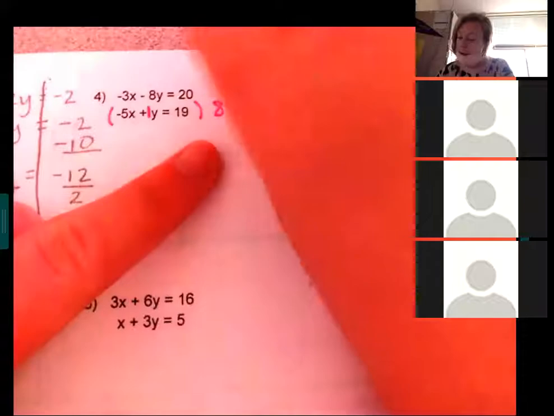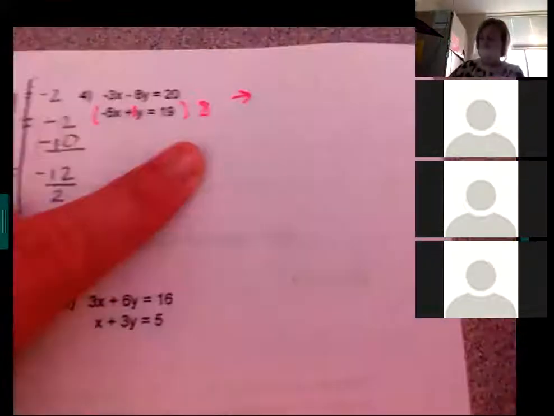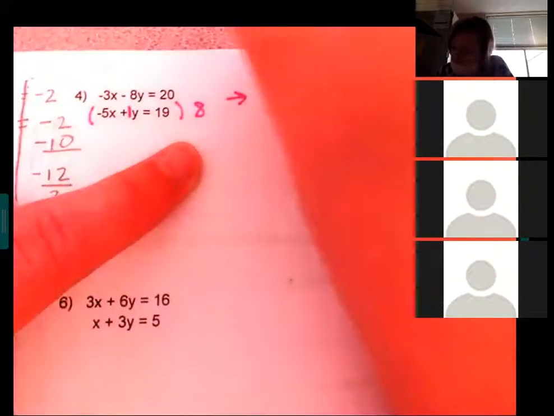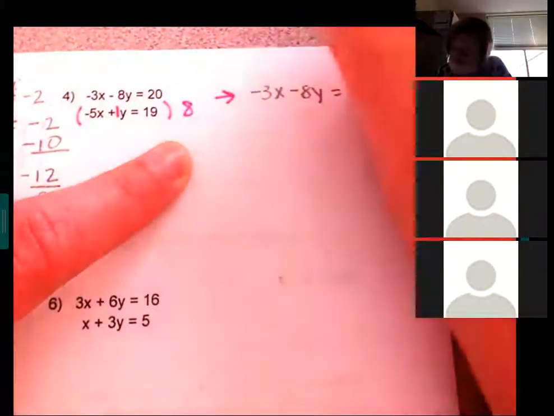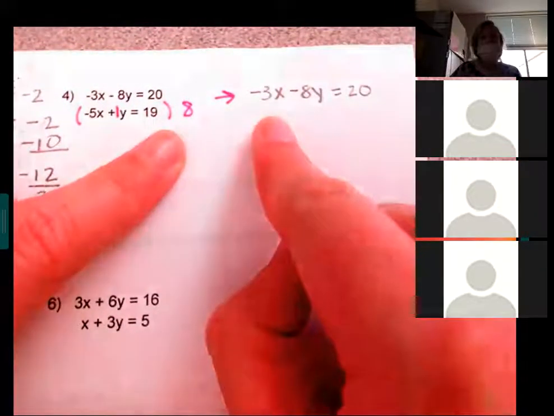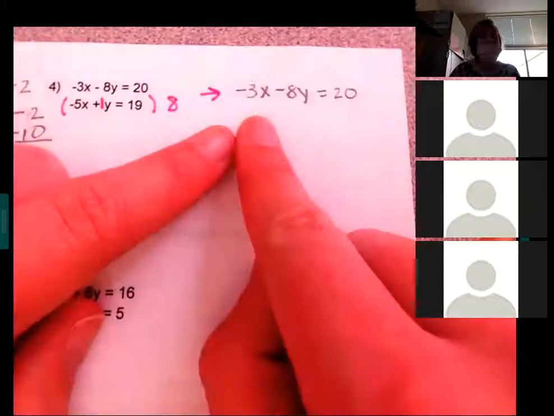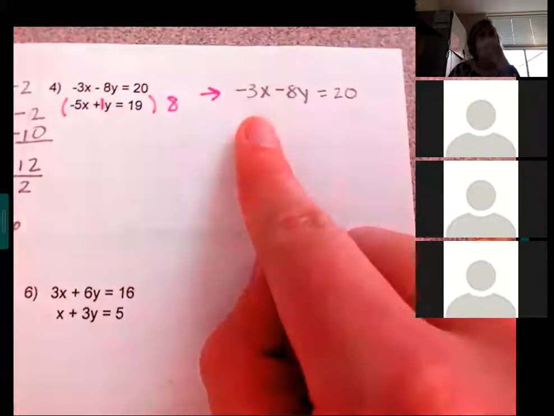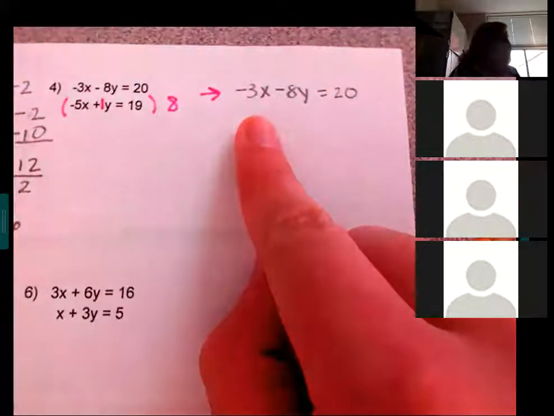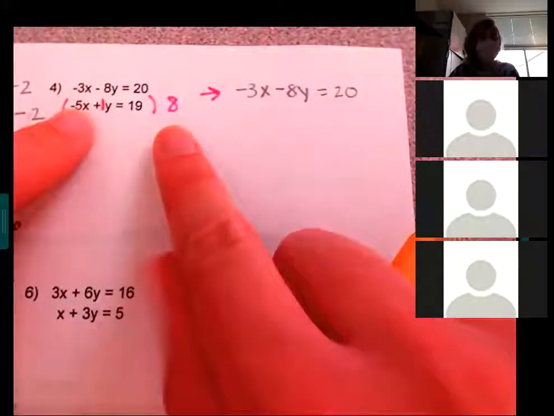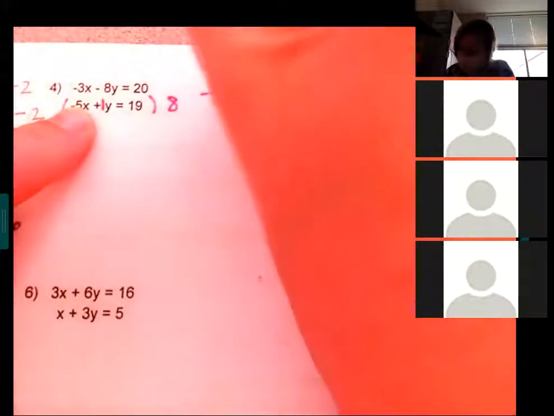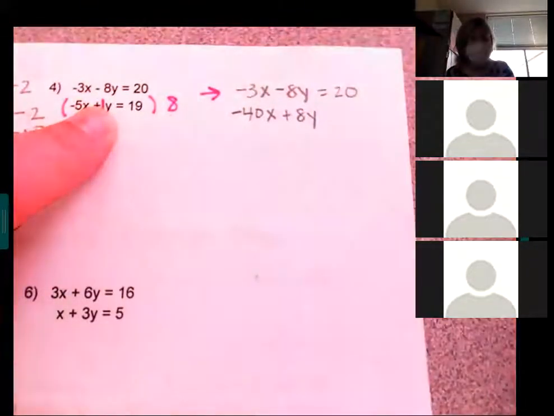So look, I'm going to rewrite them. I'm going to reline them up. We've got negative 3x minus 8y equals 20. And then we're going to write what the new one is underneath it because they got to stay lined up. So what is negative 5 times 8? Good, negative 40x. What is 1 times 8? So this is positive 8y, which is good because those look like they'll cancel, right?